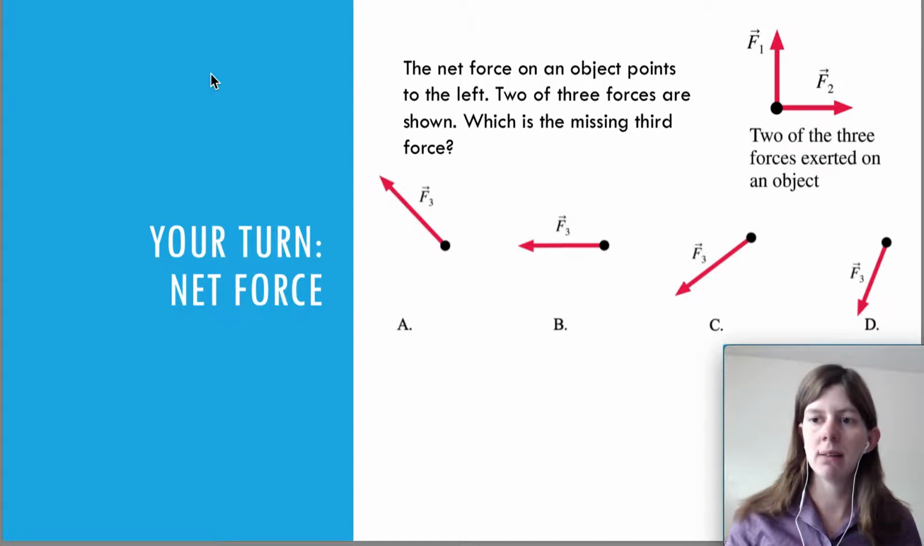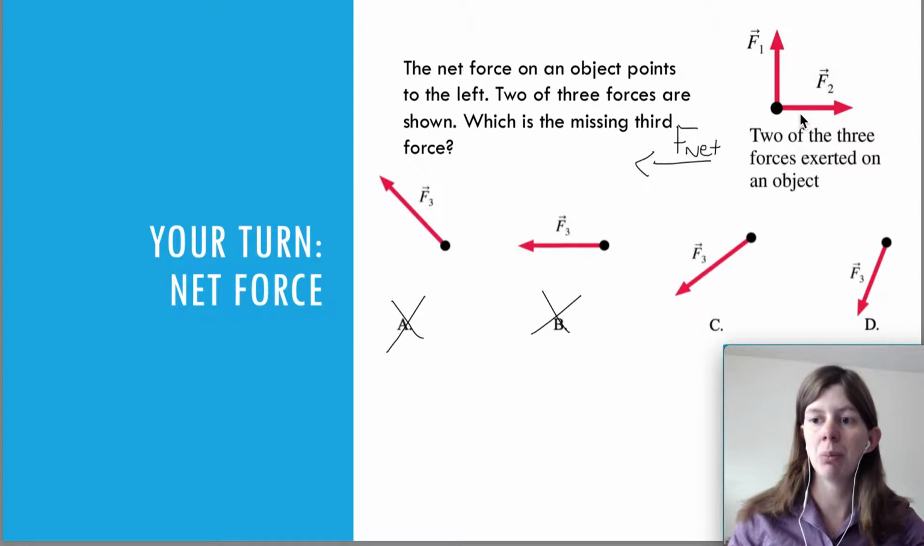The idea is that once you add force 1, 2, and one of these force 3s, the net force will be to the left. That means whatever force you choose for force 3 must cancel out the vertical component of F1, because the resultant force, F net, does not have any vertical components. So you can't pick A or B because they're not going to cancel F1. So it's going to be C or D.